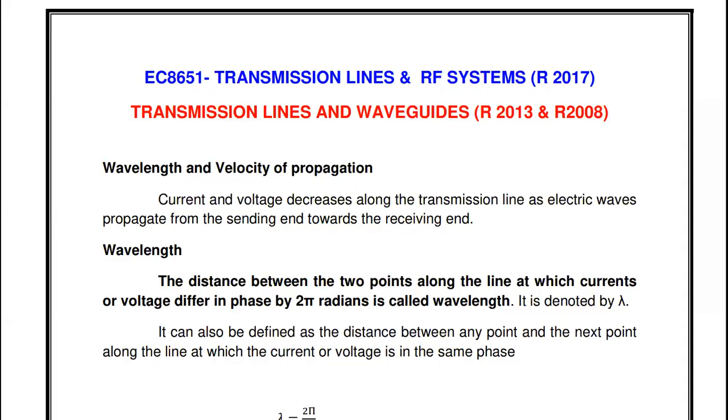Welcome to my channel. Today we are going to discuss topics from the Transmission Lines and RF System subject, or Transmission Lines and Waveguides subject. The three topics we are going to see: one is wavelength, another is velocity of propagation, then the third is the relation between the attenuation constant and phase constant.